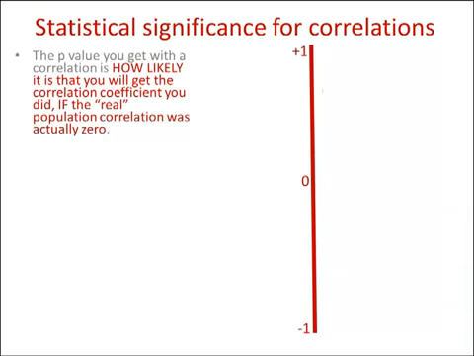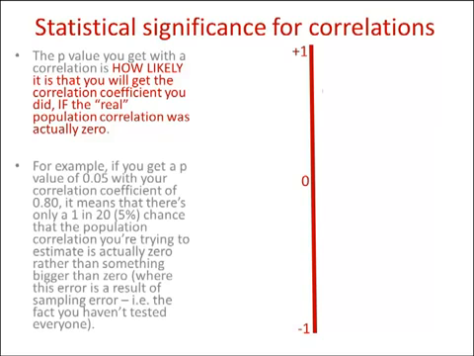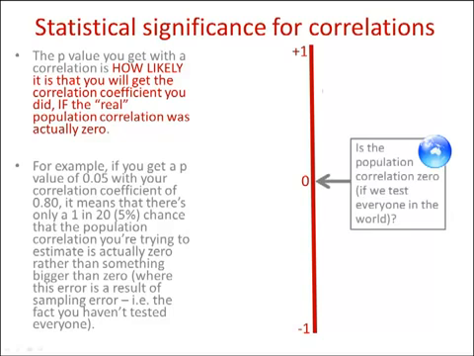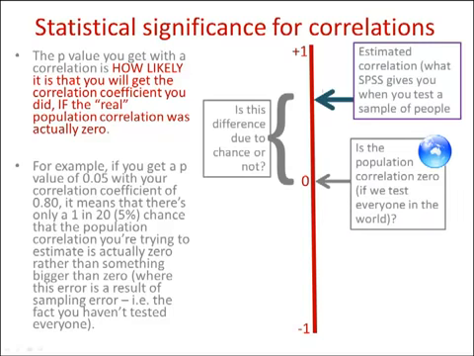Coming down to the p-value you get with the correlation, the question we're asking is how likely is it that you will get the correlation you did if the real population correlation was actually zero, so effectively a null hypothesis. To give you an example, if we get a p-value of 0.05 with a correlation coefficient of 0.8, it means that there's a 5% chance that the population correlation you're trying to estimate is really zero, where that error you've made is a result of sampling error. Is the population correlation actually zero? Is the difference between your estimate and the real thing down to chance or not?